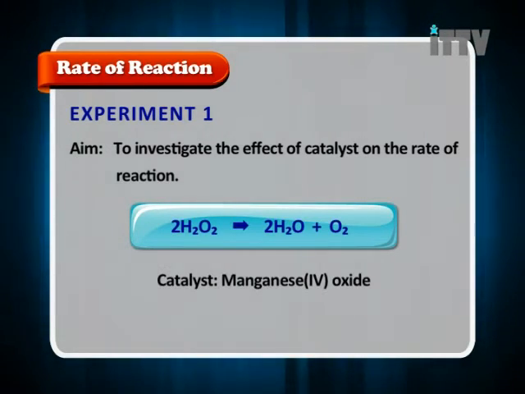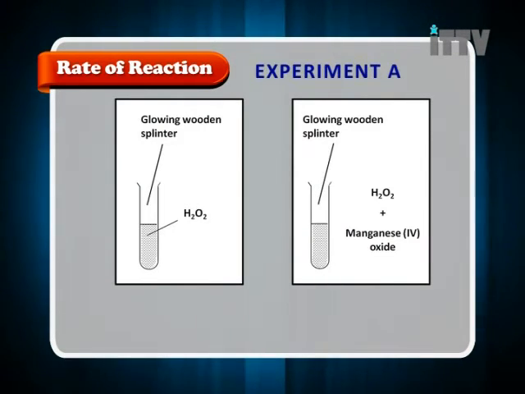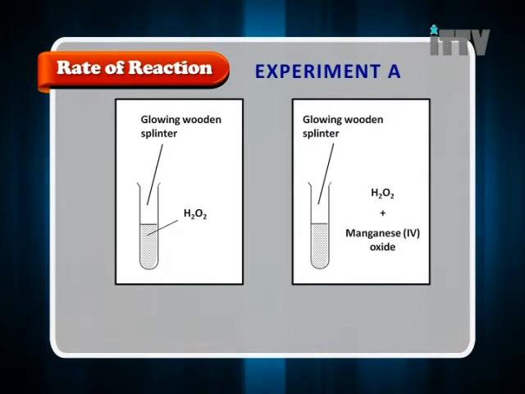The catalyst is manganese(IV) oxide, MnO2. So in the first reaction, where hydrogen peroxide is decomposing by itself, it takes a very long time. In the second reaction, where we have hydrogen peroxide and the catalyst manganese(IV) oxide, the reaction is much faster.